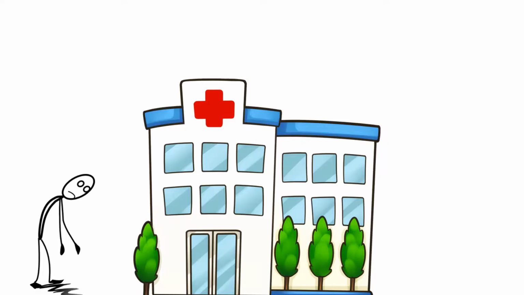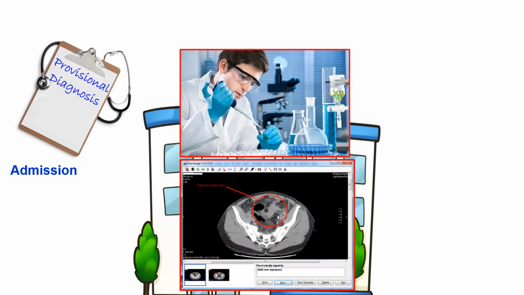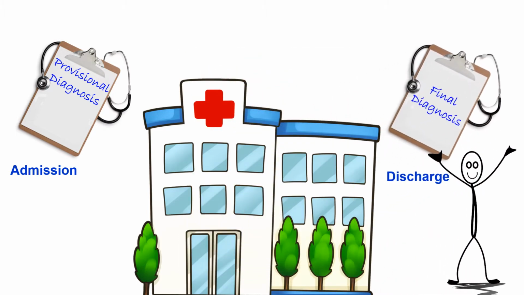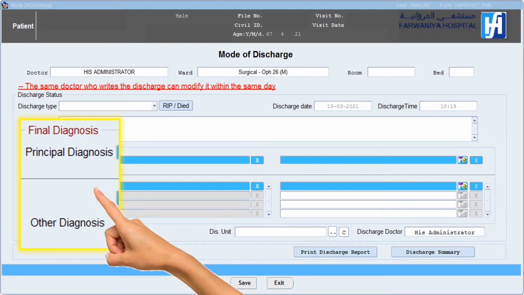When a patient is admitted, a provisional diagnosis is documented. During hospital stay, as the patient is examined and further investigations are done, a final diagnosis is reached. This will be documented at discharge. Let's take a look at the new mode of discharge screen on your system. These changes were made to enable you to document the final diagnoses in the best manner. As you can see, the final diagnosis is now divided into two parts, the principal diagnosis and the other diagnosis or diagnoses.